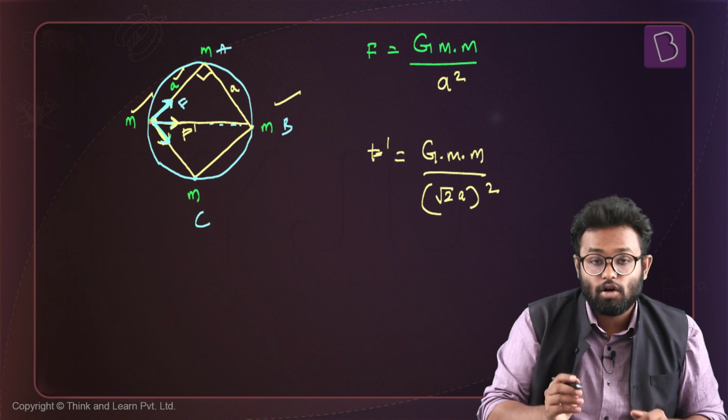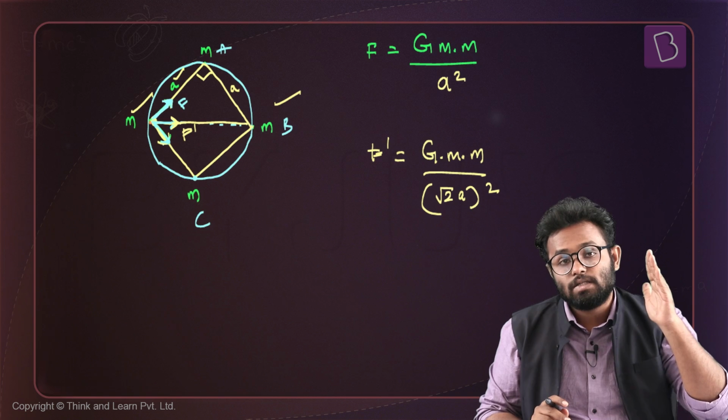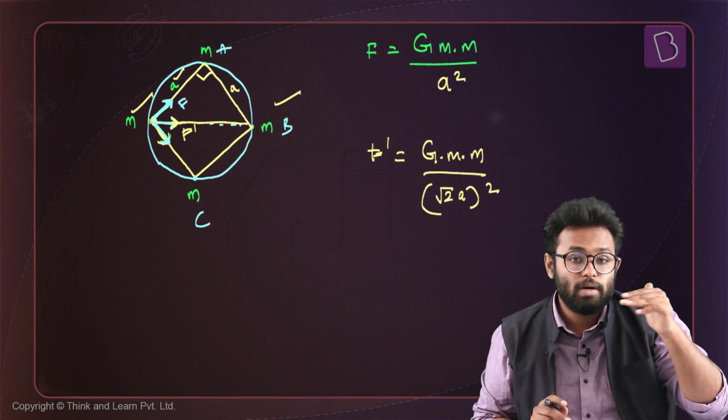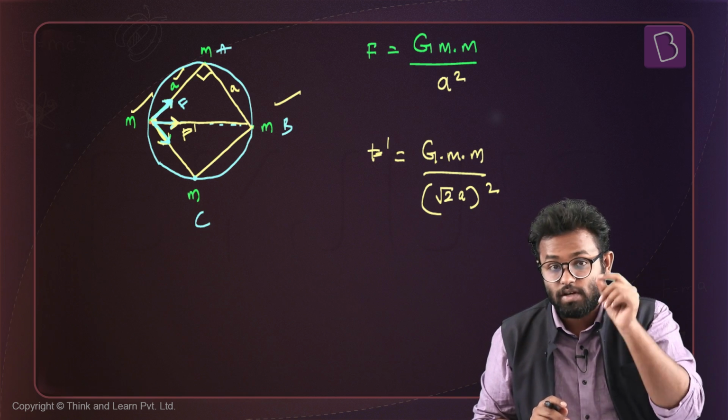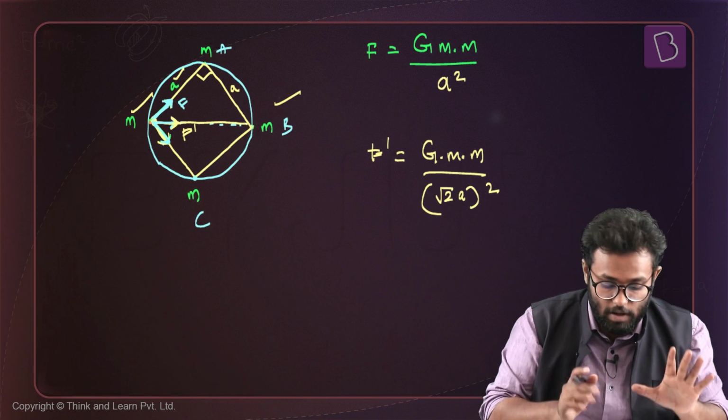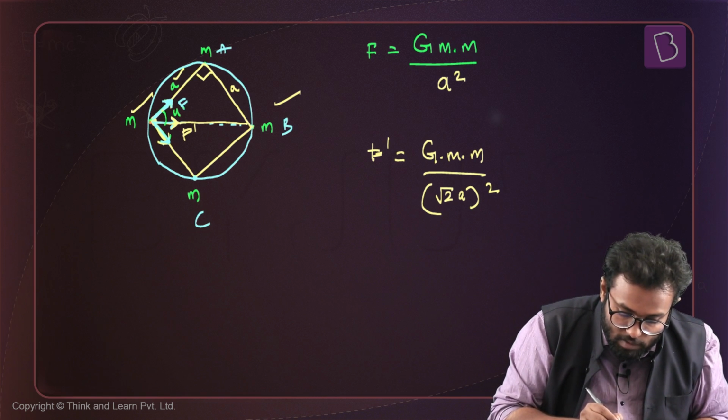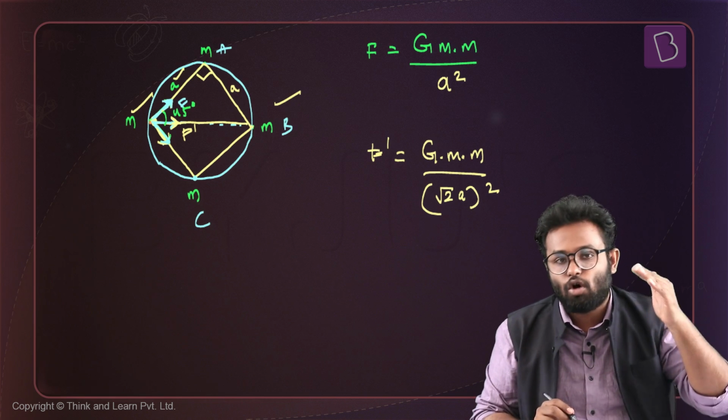So I have to take the components of them towards the center, right? Why am I doing that? Because I want to equate that to the centripetal force which acts towards the center, right? So that's what I'm doing. This angle here is 45 degrees, so the components will be cos 45s.